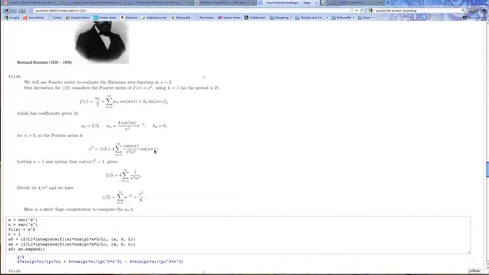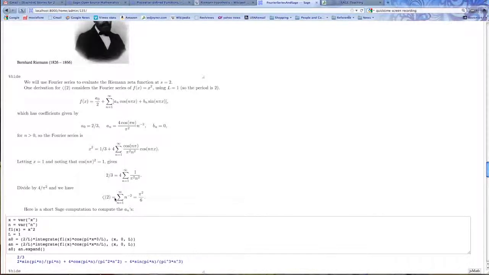When you take x equals 1, you've got cosine n pi here and cosine n pi here. So you have cosine n pi squared, that's 1. If you take x equals 1 here, you've got a 1 there and a 1/3 here. Put that over there, you get 2/3. So you've got this expression. Now divide by 4 and multiply by pi squared and you get this.